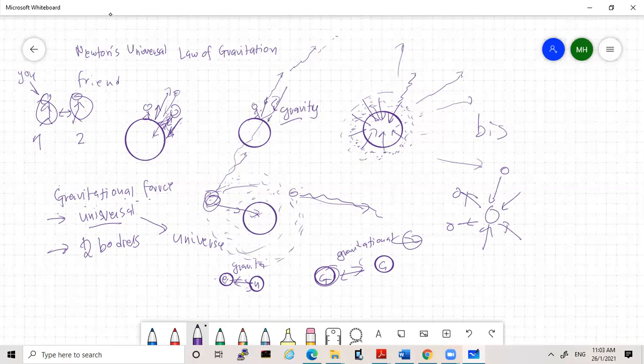So that's why we cannot experience the gravitational force between you yourself and your friend around you. So that is all about gravitational force.